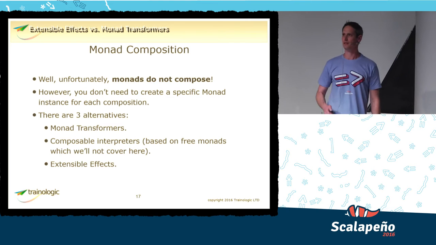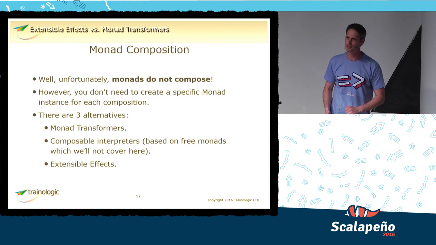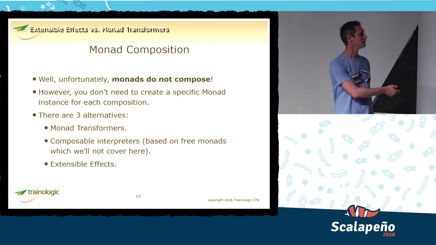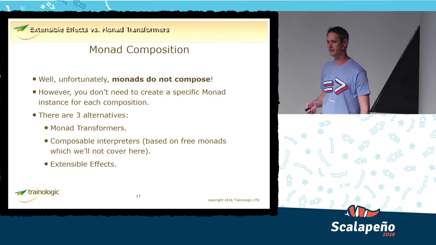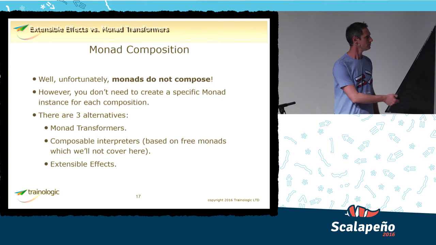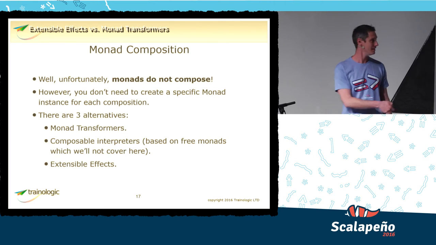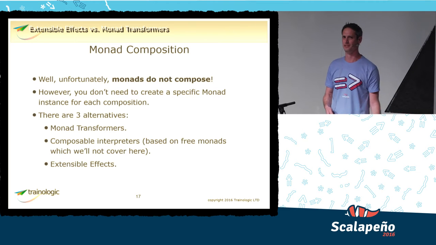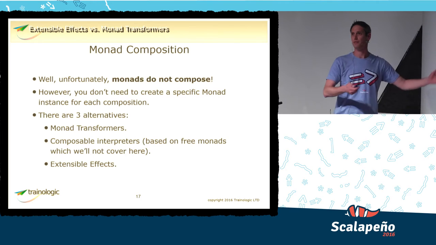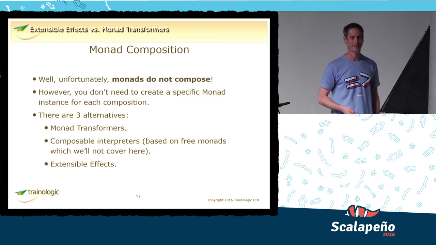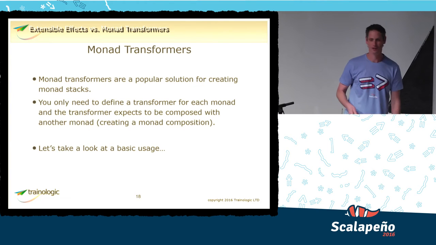And actually there are three alternatives for composing monads, not full composition out of the box like in functors, but in some systems you can do it. It's either monad transformers, composable interpreters, which we are not going to cover in this presentation, or extensible effects, which we will see. We will compare monad transformers and extensible effects and see how extensible effects fit very nicely in real-world Scala projects. And okay, so these are our alternatives, and let's talk first about monad transformers and see the horror. The horror. Okay, monad transformers.